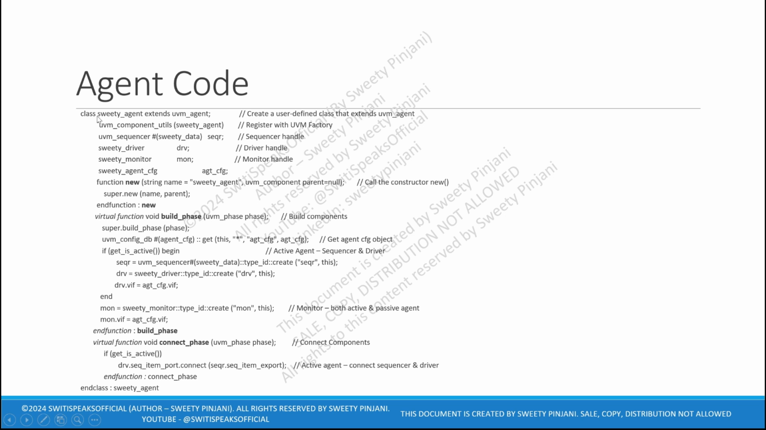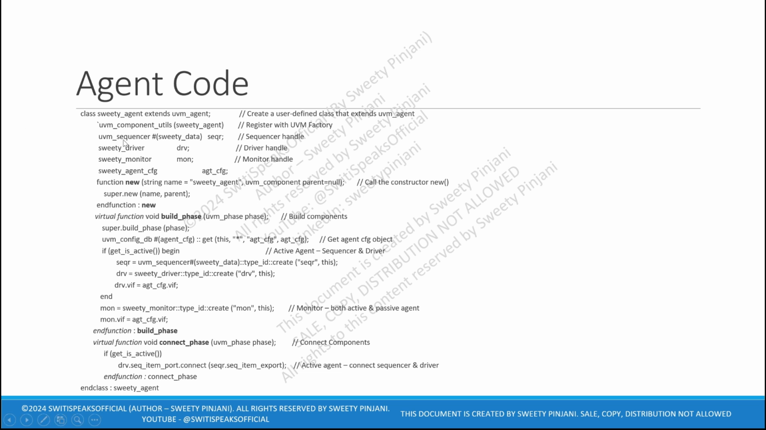First, I have my user defined agent class Sweetie agent, which is extending my UVM agent. I'll register the UVM agent with UVM factory. Since agent is a component, I am using UVM component utils and I am passing Sweetie agent. Then there are three components inside the agent: sequencer, driver, monitor. I need to create the handle for these components.